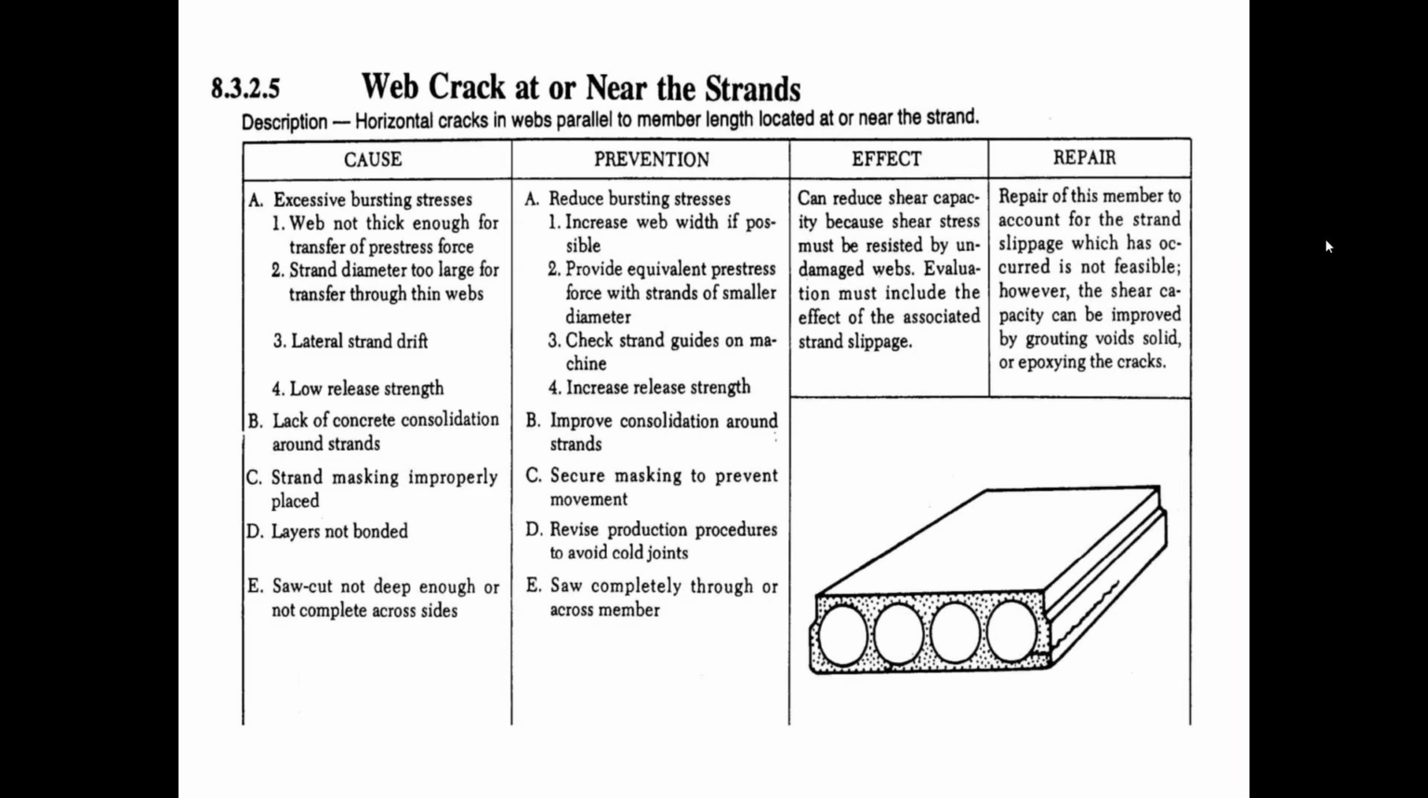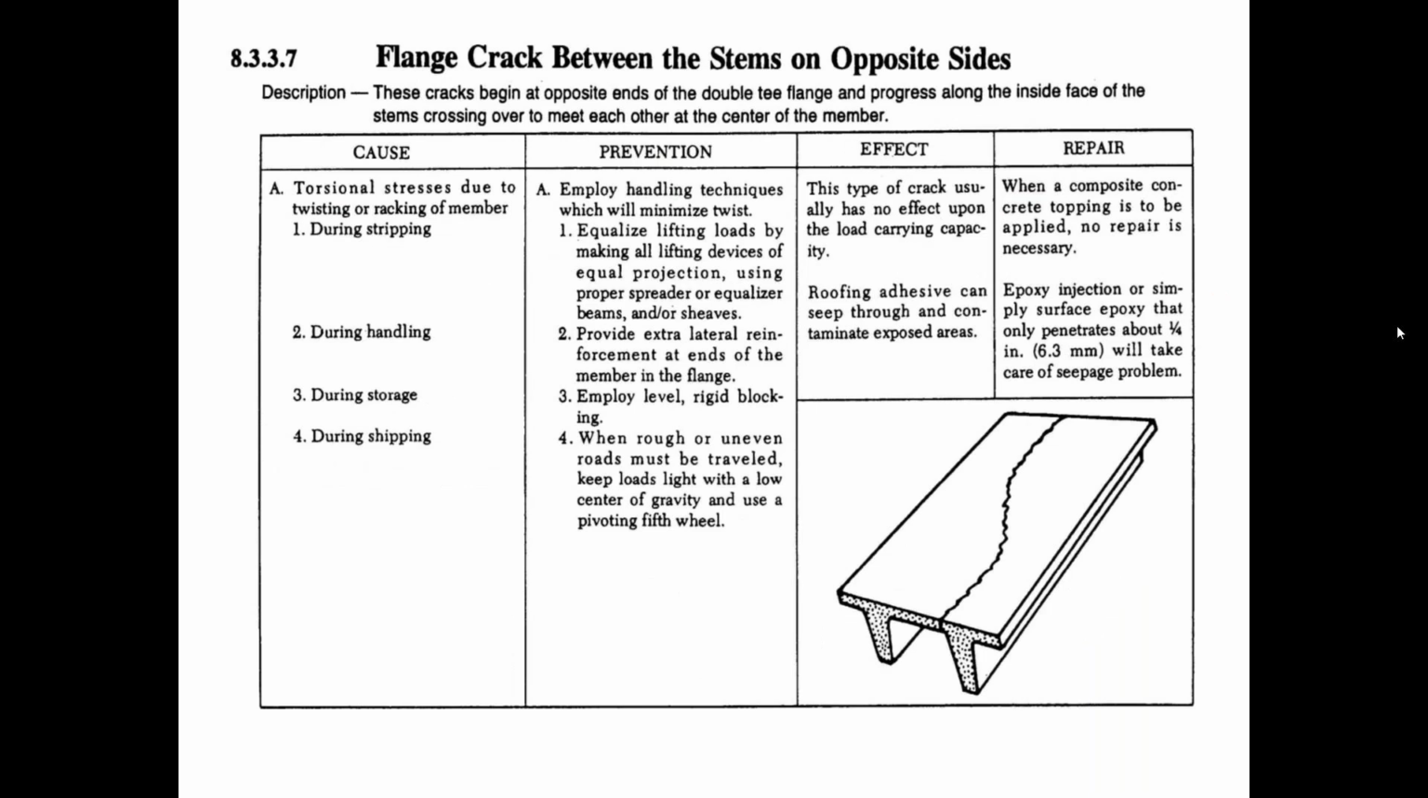Here, again, this is still double T, but it's a different crack pattern. This one shows up on the side and propagates back a few feet. And again, it's giving you the cause, the prevention, the effect, and the repair. This one, flange crack between the stems on opposite sides. You can see how it runs on the edge of this stem, and then about midway through it switches sides and runs here.